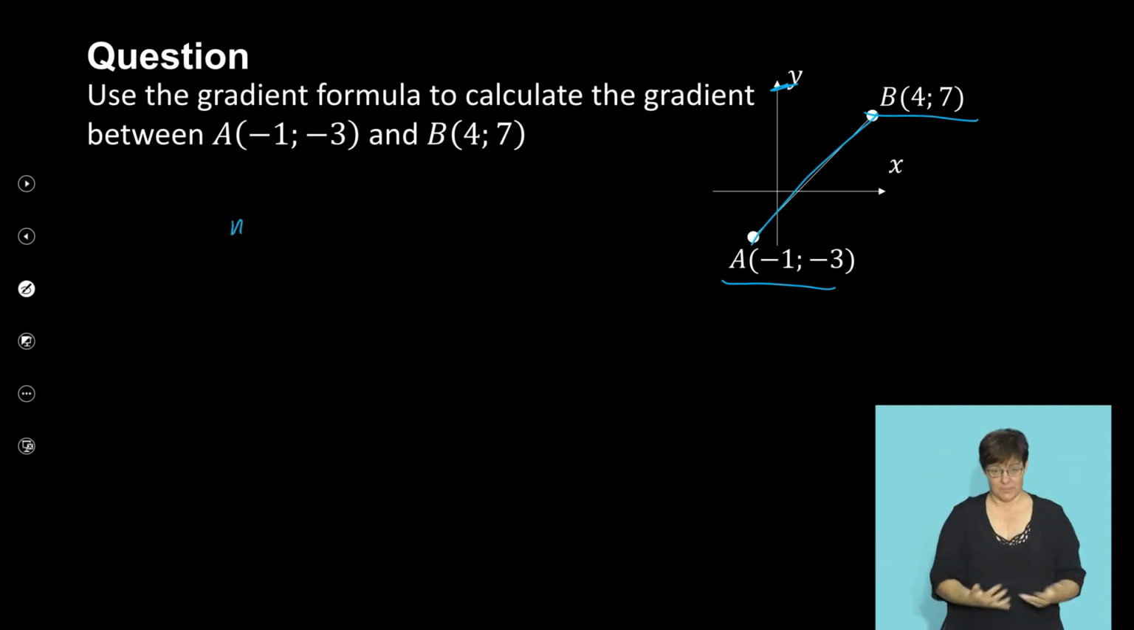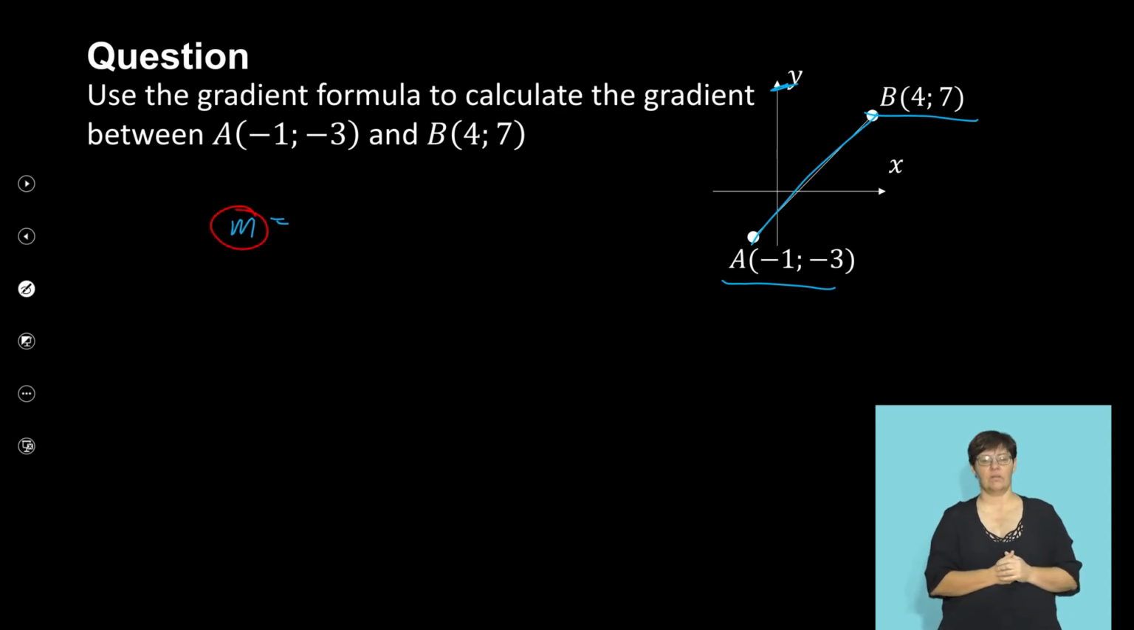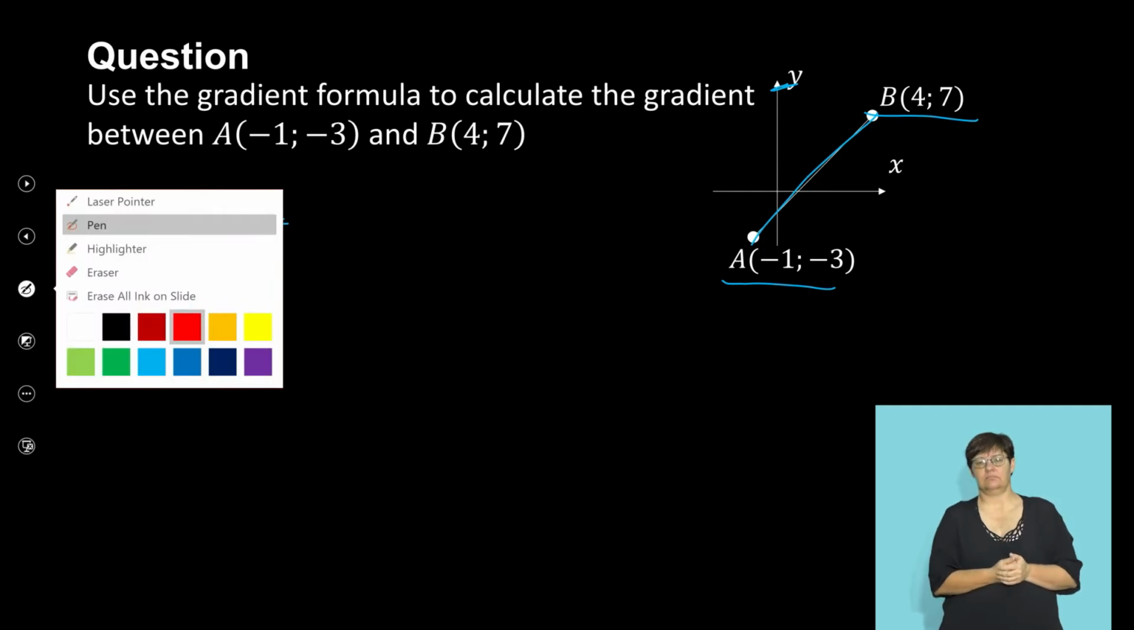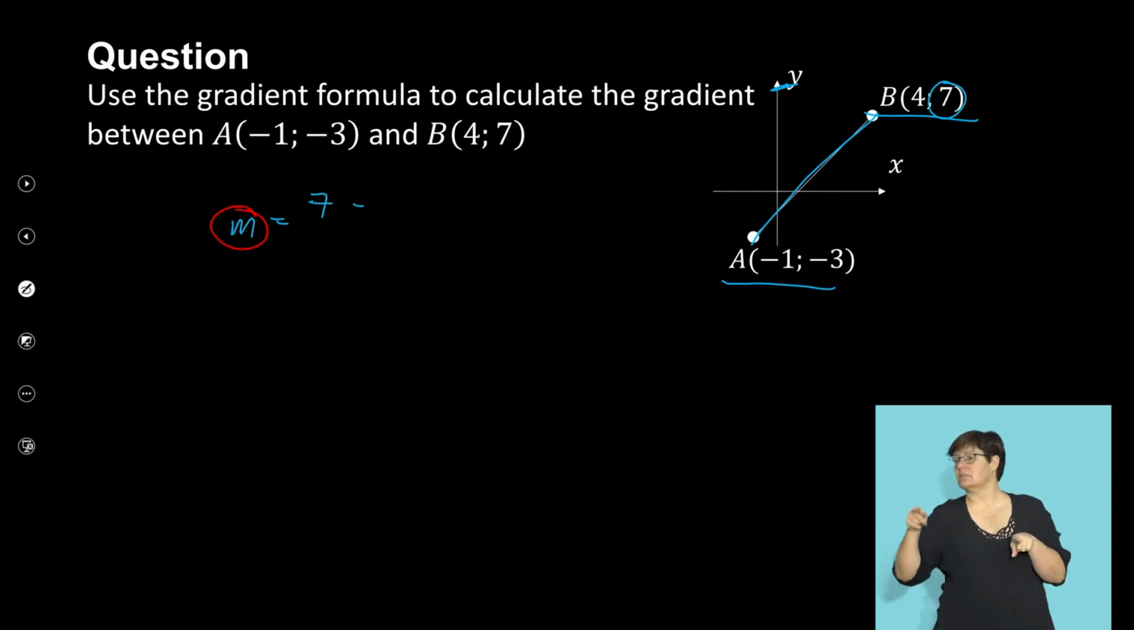The gradient, just as an insert, we generally refer to as M. I don't know why, but M it is. M is going to be the gradient. And what am I going to do? I'm going to take the y value of the second point, and I'm going to subtract the y value of the first point.